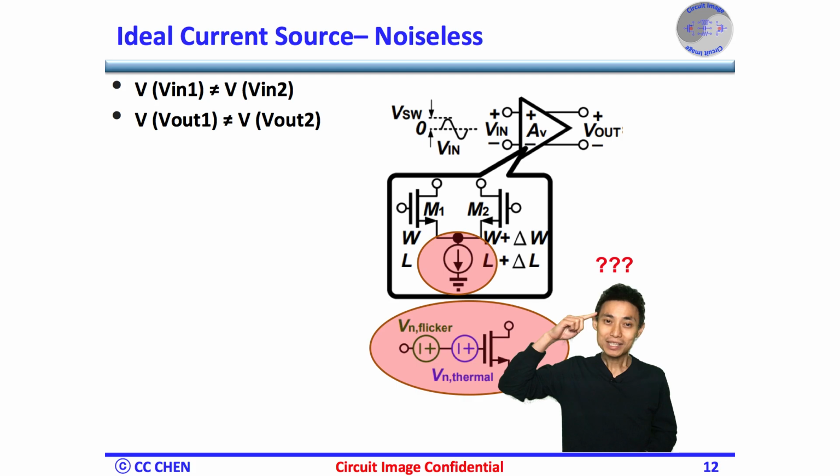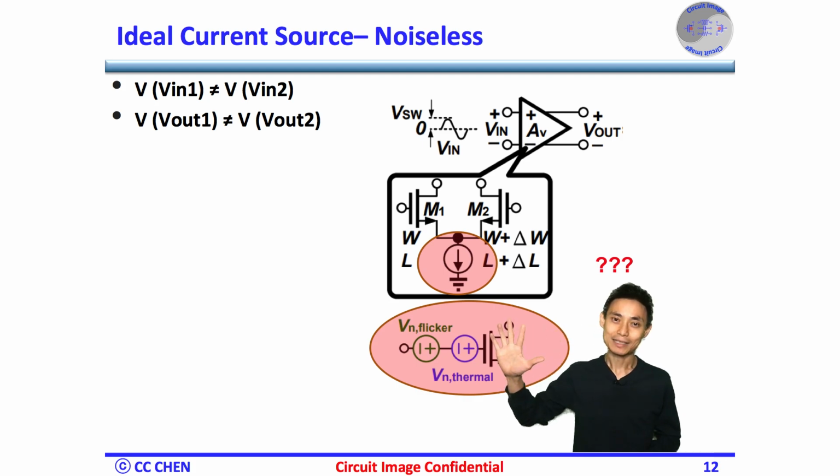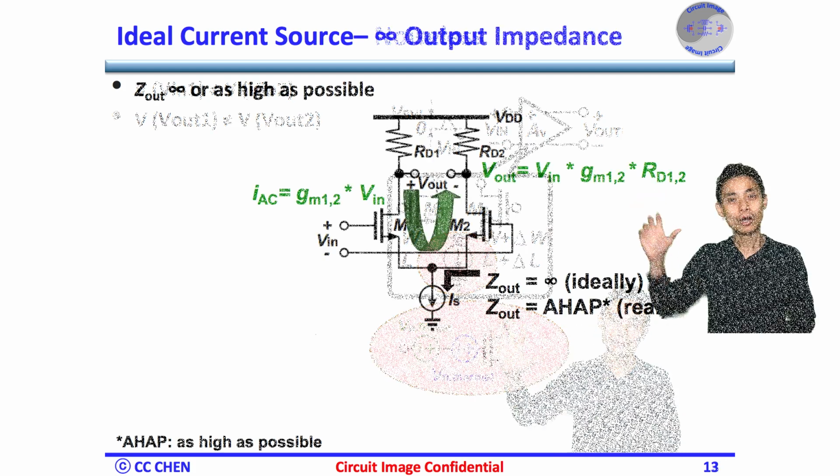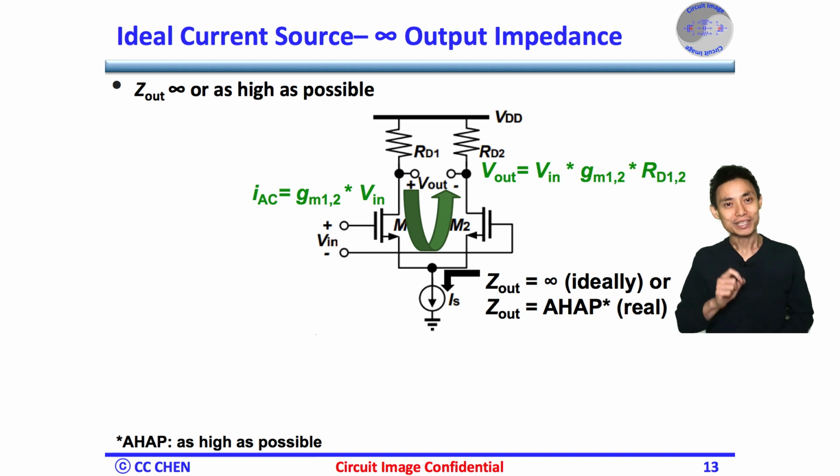Think about your impedance image for 5 seconds. Right, ideally, to make the current source output impedance to infinity. Remember, the current source is to set the DC common mode of the output. So, the DC current should be as stable as possible without interfering with the AC signal.